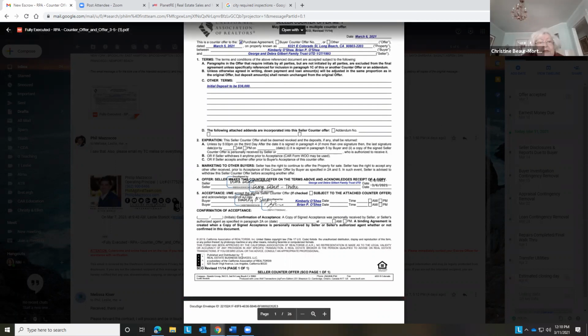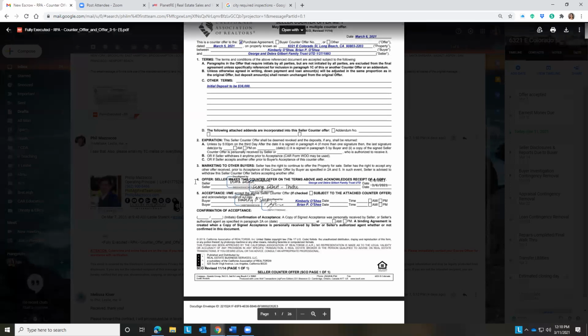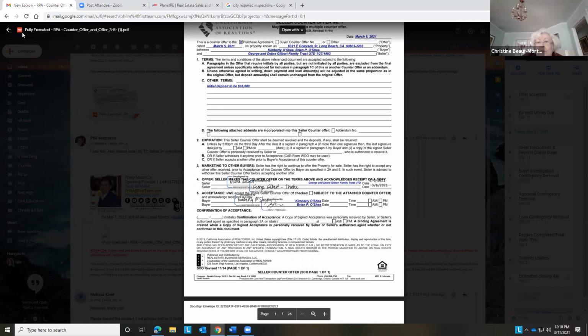But this is surprising because that's like a DocuSign. Normally they come automatically. They sign and they put the date next to it. I don't know what happened, but this is the date everybody goes off. And it says here on this confirmation of acceptance, a binding agreement is created when a copy of signed acceptance is personally received by the seller, whether or not it's confirmed right here. So the binding agreement is created when both buyer and seller sign 4 and 5. Got it? Thank you.